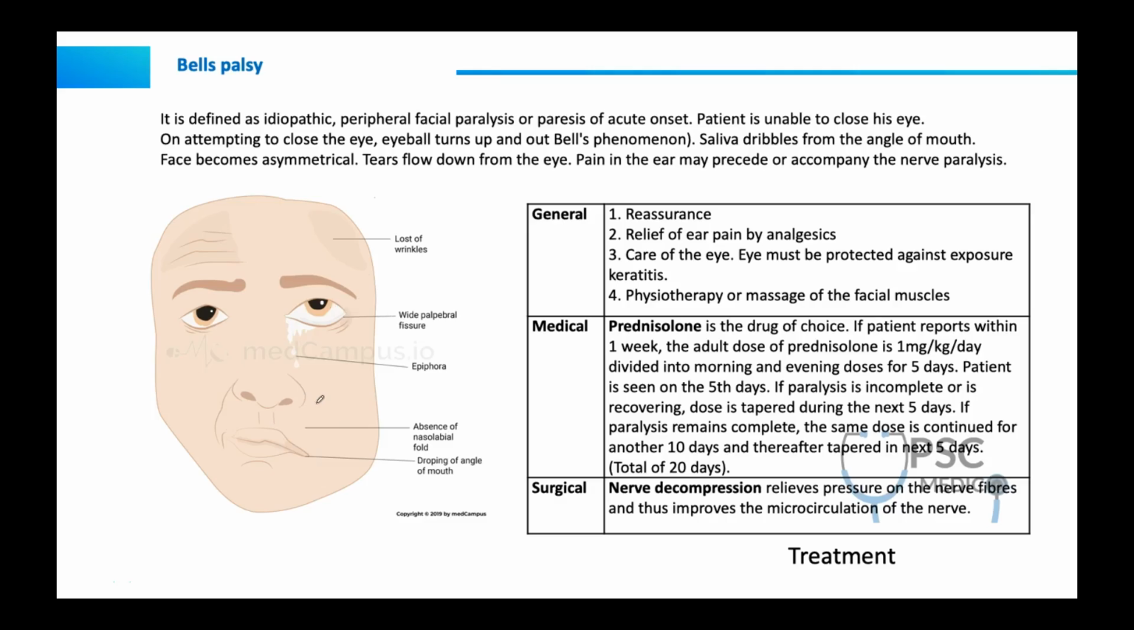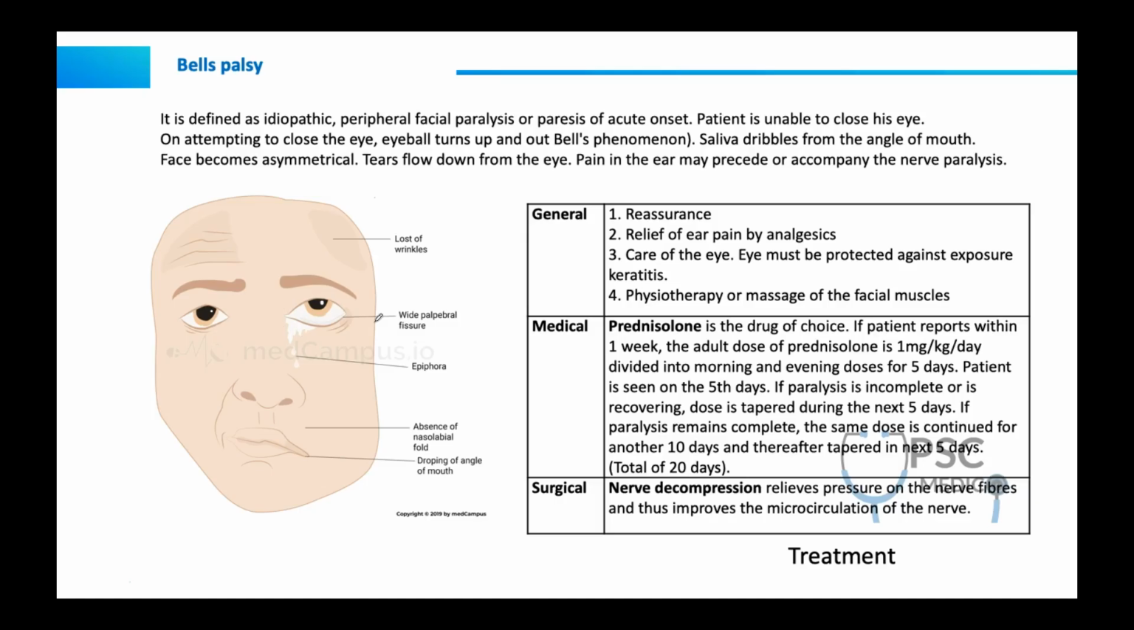So how do you treat this case of Bell's palsy? Yes, we need to reassure the patient, and the patient might have an associated ear pain, so we have to give analgesics in these cases. You need to take care of the eye because of the wide palpebral fissure. Many will forget, but you have to pad the eye so that there will not be dryness of the eye leading to keratitis, and some physiotherapy or massage of the facial muscles might help.